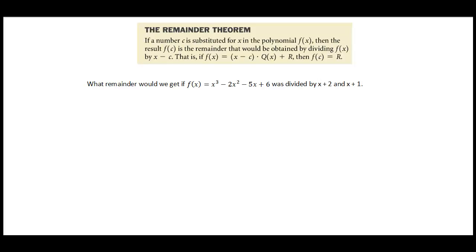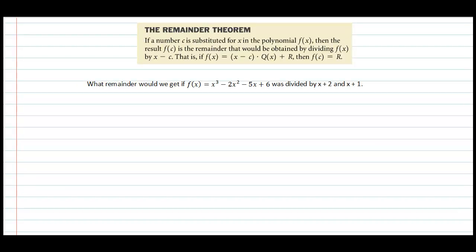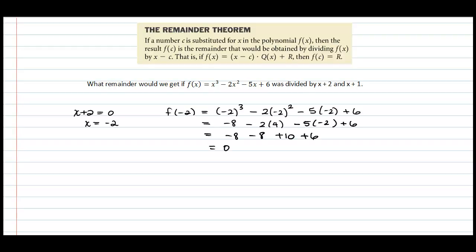What remainder would we get if the function f of x is equal to x to the third minus 2x squared minus 5x plus 6 was divided by x plus 2 and x plus 1? For the remainder theorem to work, we would need to take the x plus 2 and set it equal to 0. Then we would need to evaluate the function f of x at negative 2. Since the answer of f of negative 2 is 0, that means the remainder would be 0, and it means that x plus 2 would divide evenly into the given function.